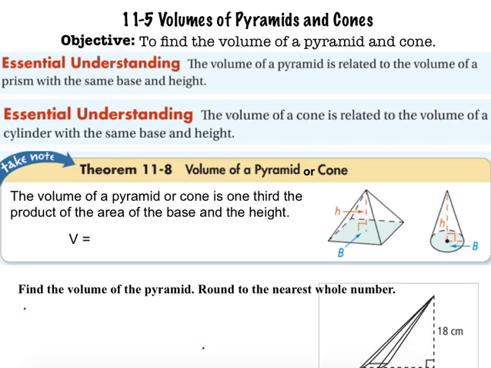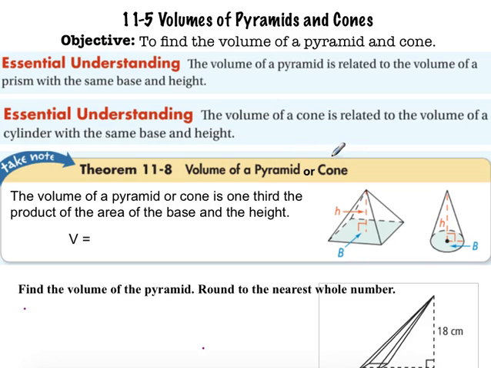Hello, geometry. This is 11.5, volume of pyramids and cones video lesson. So obviously our objective is to find the volume of a pyramid and cone. And what you need to understand is that the volume of a pyramid is related to the volume of a prism with the same base and height. Similarly, the volume of a cone is related to the volume of a cylinder with the same base and height. It's easier for me to draw cylinders and cones, so I'm just going to show you that.